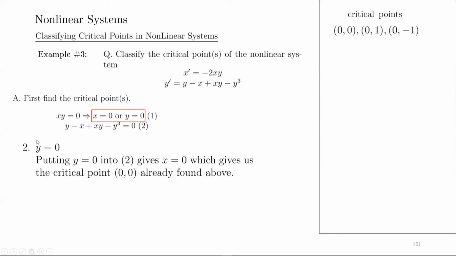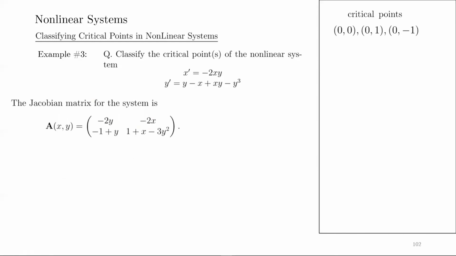Those 3 critical points were for x equals 0. But now if y equals 0, that automatically gives x equals 0, right? Because if y equals 0, then we get 0 minus x plus 0 minus 0 equals 0. So we already get that critical point, 0, 0. So in fact, we only have 3 critical points.